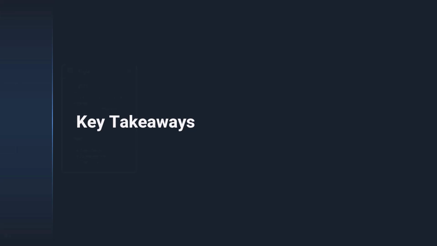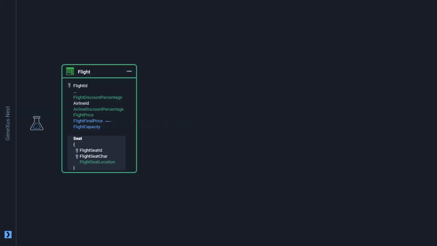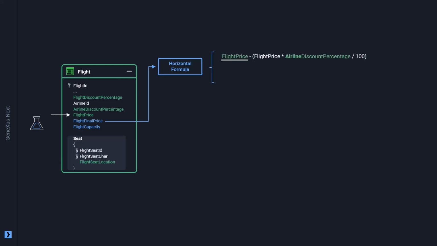In summary, we saw 2 types of formulas. Horizontal formulas, such as the attribute flight final price, which was defined as a calculation based on the record being processed, accessing, if needed, related records through the extended table, such as airline discount percentage, which is inferred from the airline entity. We also saw that a formula attribute can be defined with one calculation if a given condition is met, and another calculation if that first one was not met or if another one applied.